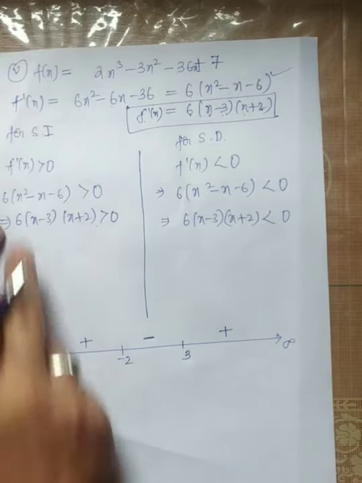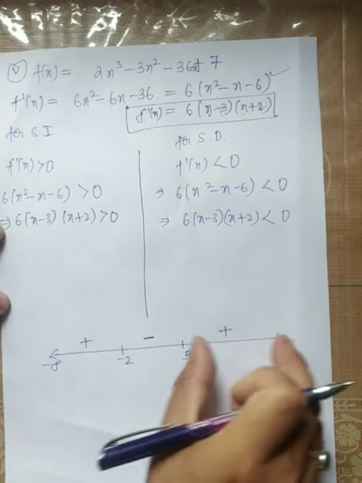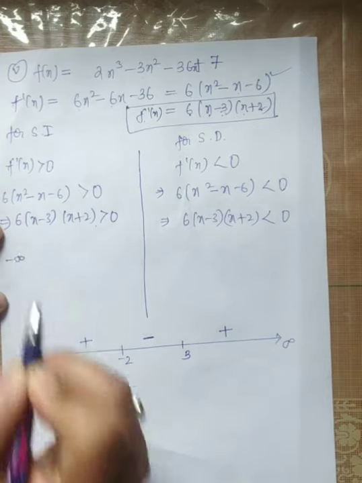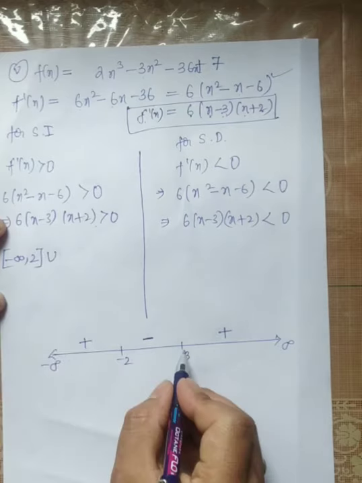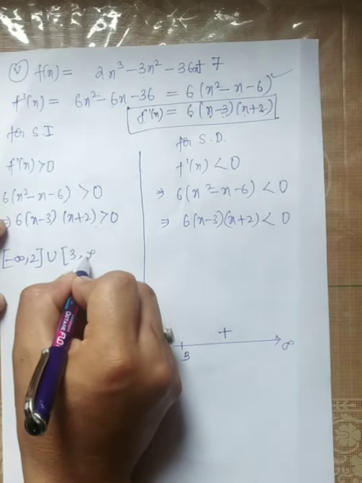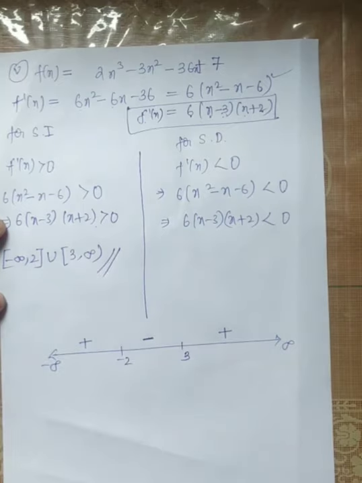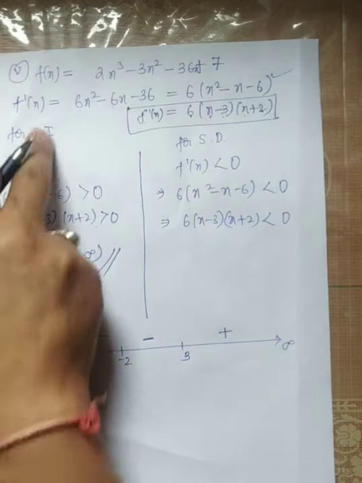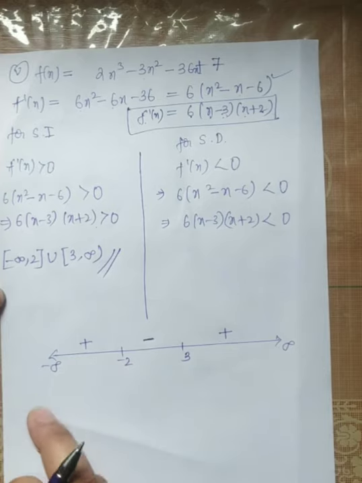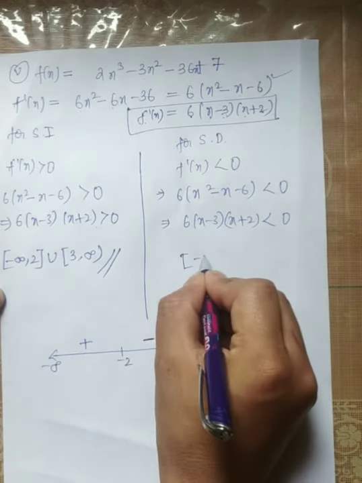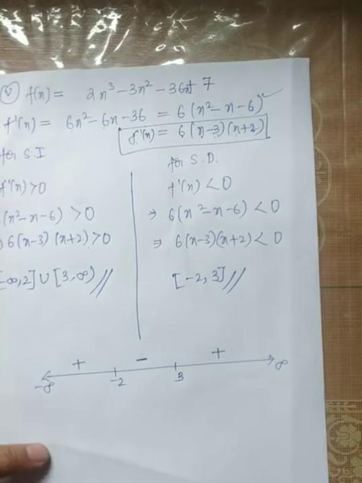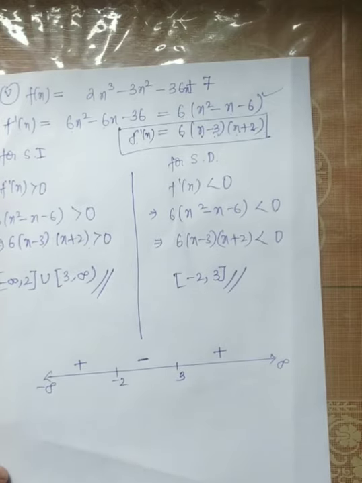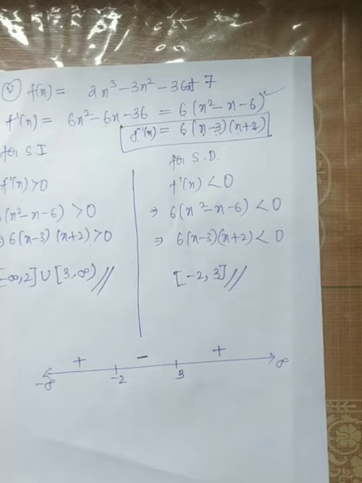So what will be the answer for strictly increasing? In these two ranges, from minus infinity to minus 2 union 3 to infinity, I'm getting positive. So hence this is the range of strictly increasing, and strictly decreasing is from minus 2 to 3. So these are the answers. This is how we have to find the range where the functions are strictly increasing and decreasing.